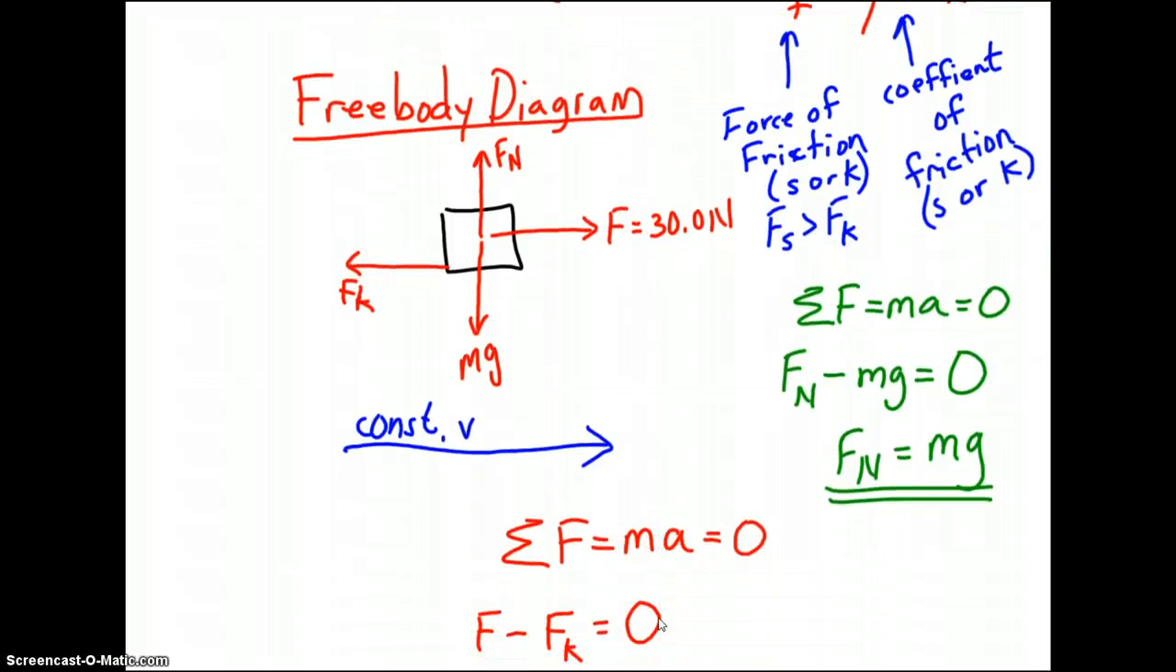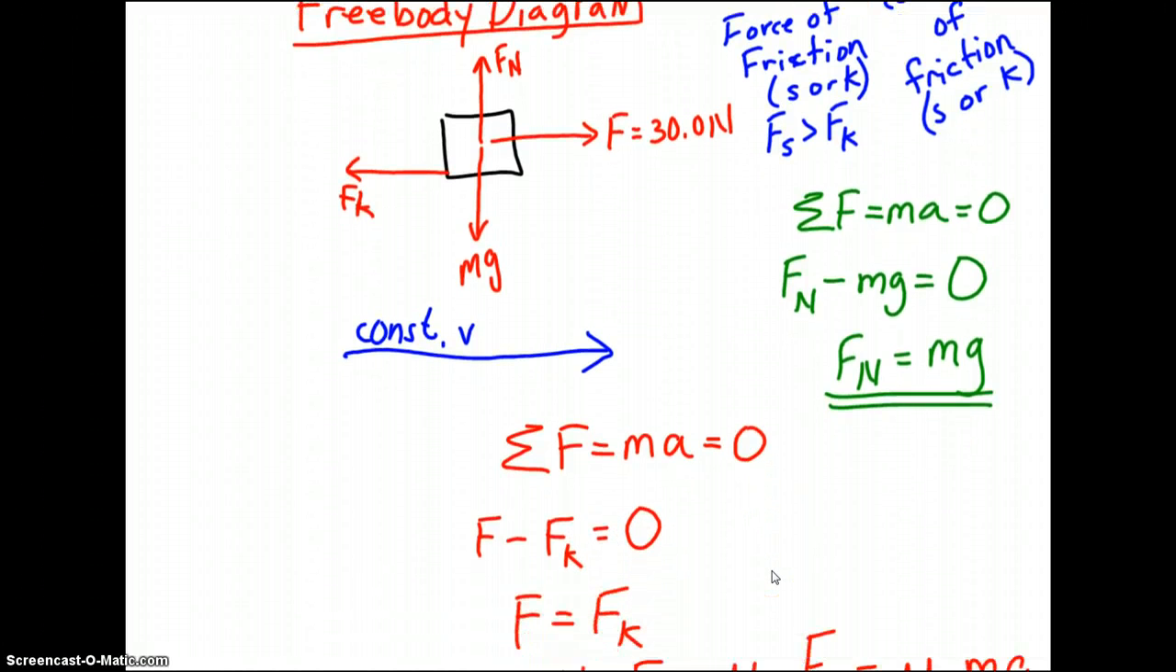Our next step is to summate the forces. What that means is we consider all forces that lie in the same plane as the motion. Since F is pointed in the direction of motion, it is positive. And since Fk is in the opposite direction of that, it is negative. So F minus Fk equals 0. What this clearly indicates to us, if we add Fk over to the other side, is that these two forces are equal.